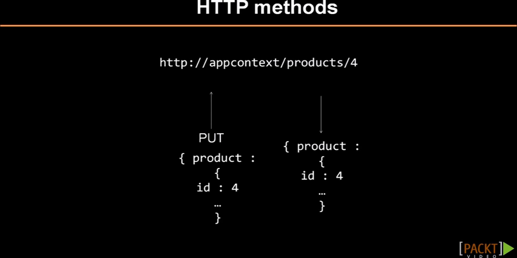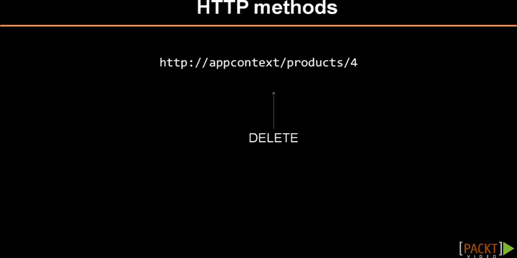To update the information about a product, you issue a PUT request on the same resource URL, but with the updated data in the body of the request. To delete a resource, you use the delete method. So for example, a delete request sent to /products/4 will delete the product with ID 4 from the catalog.